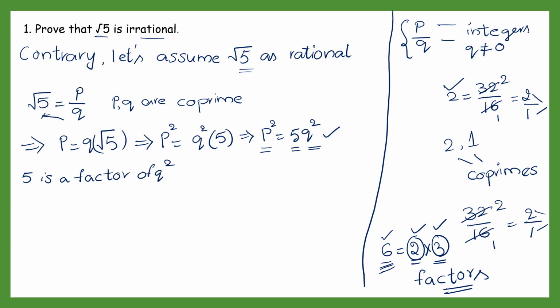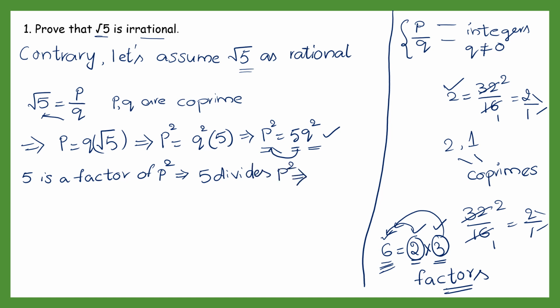q square. If 5 is a factor of q square, you can tell that 5 is a factor of, not q square, 5 is a factor of p square. Here you are telling 2 is a factor of 6, 3 is a factor of 6. Similarly, here also you will tell 5 is a factor of p square. That means 5 divides p square.